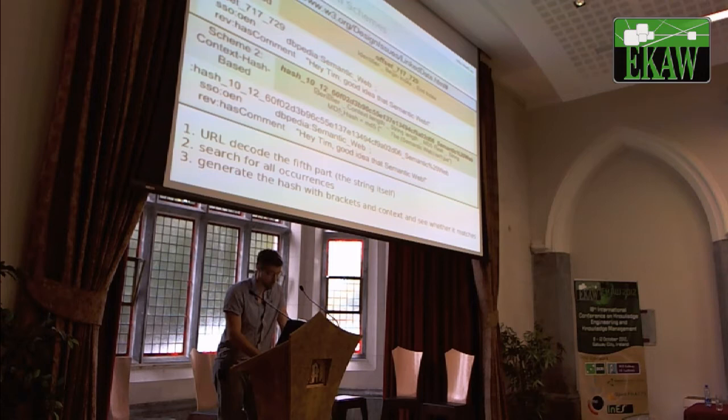So how would you find the string for this URI? First, you URL decode the fifth part, which is the string itself, or the first 20 characters. Then you search for all the occurrences, add the brackets, and recalculate the hash, and see at which position in the document it matches.